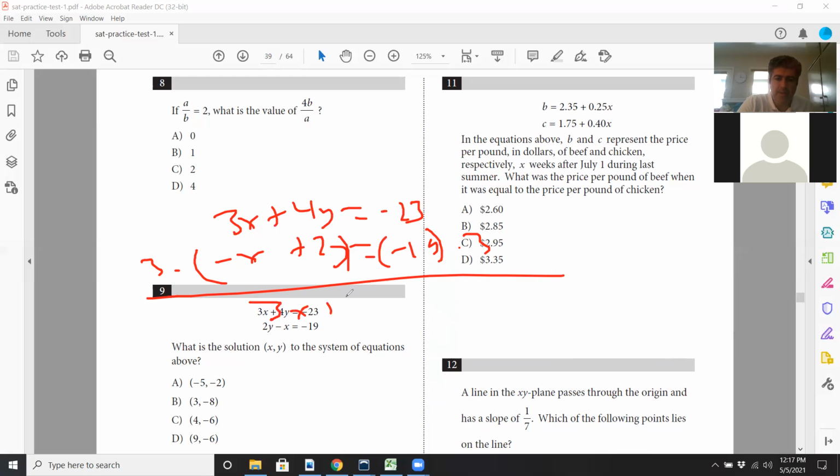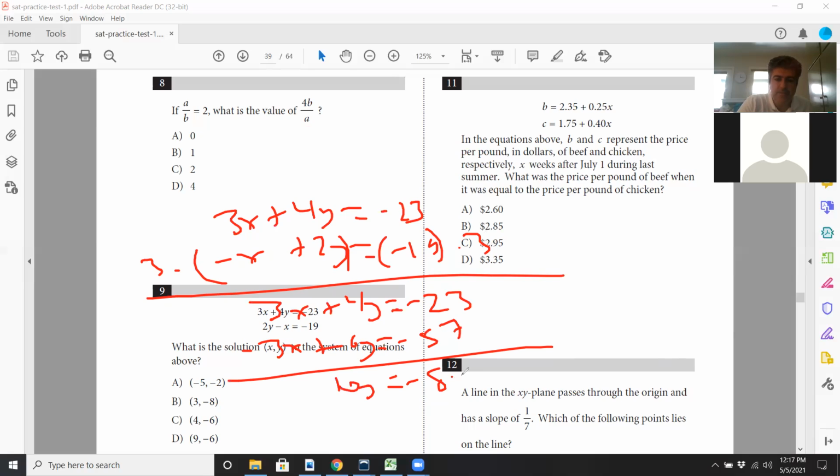So you get 3x plus 4y equals -23, and -3x plus 6y equals -57. And then if you add the equations, sorry, I'm losing my voice, 10y equals -80. So y equals -8, then plug into either equation to solve for x. You could do that. That's a possibility too.